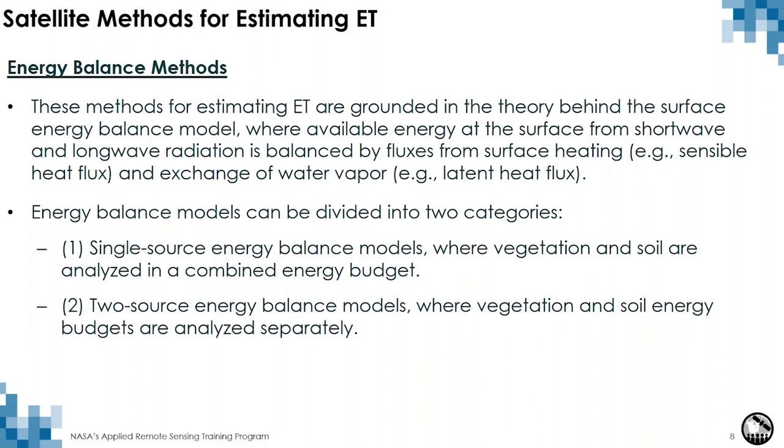To address some of those issues, a number of researchers developed two source energy balance models, which handle the vegetation and soil energy budgets separately. This gets away from having to do that calibration or correction of considering the vegetation and the soil as one component. Two source energy balance models have been shown to lead to more accurate partitioning of the energy fluxes between vegetation and bare soil.